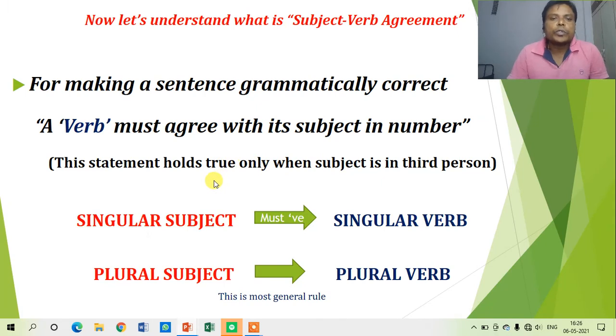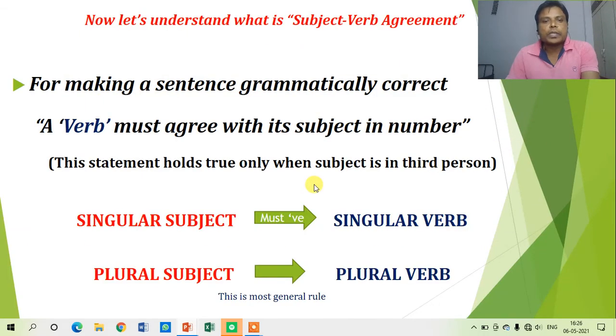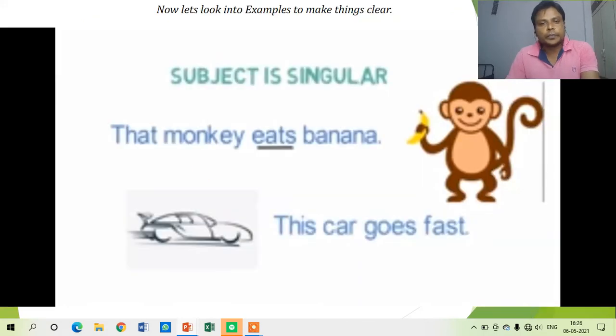what the statement holds true only when the subject is in third person. What happens in other persons like first and second, we will discuss later on. First, remember this is true when the subject is in the third person. Now let's look into some examples to make things clear.